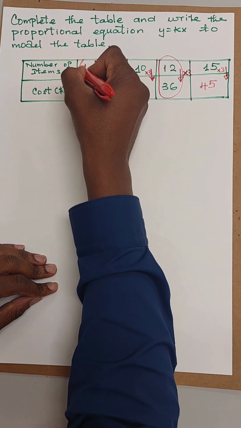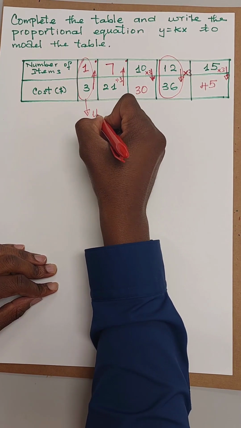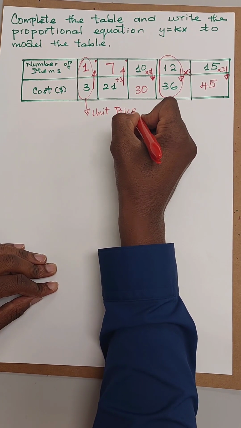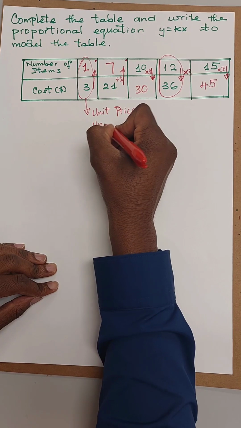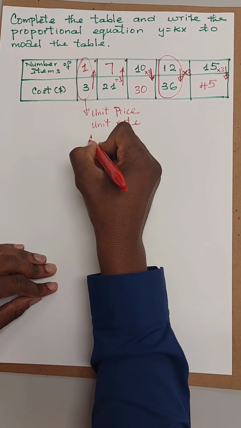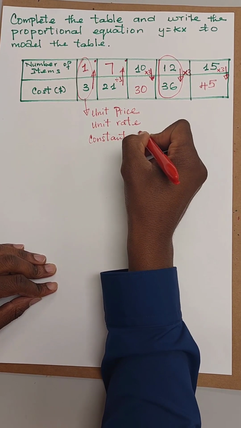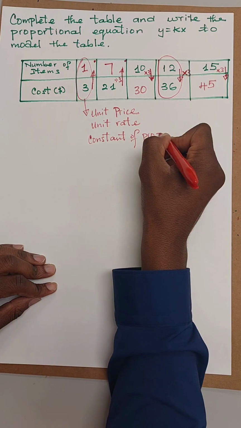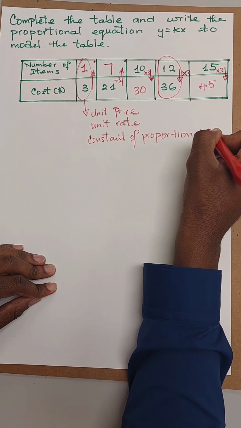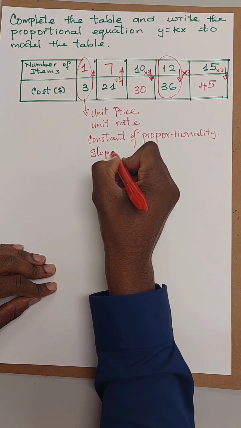And this is a special one right here. This is called the unit price. Unit price means the price for one item. Okay, so that is a unit price, which is called the unit rate. And that is also called the constant of proportionality. Look at so many names for one thing. It is also called the slope.